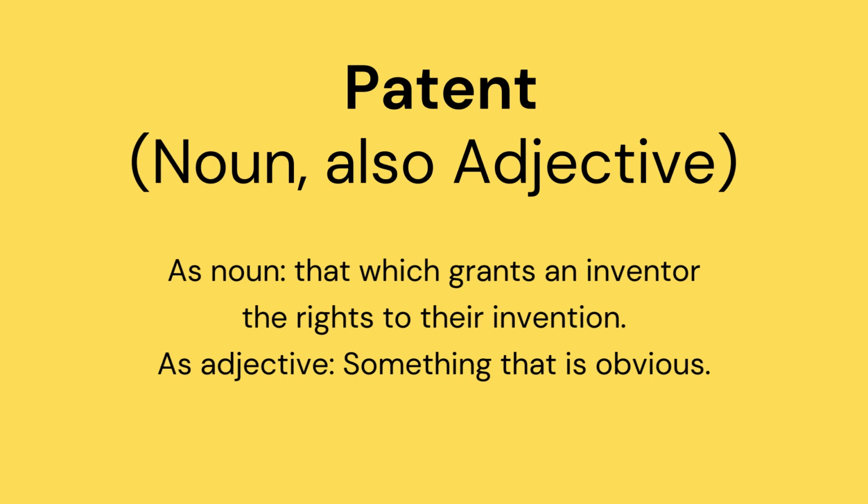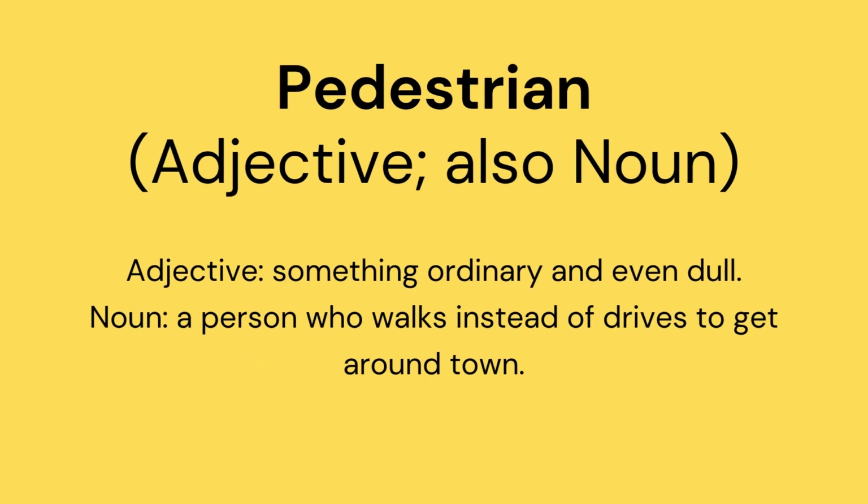Patent is a noun and also adjective. As a noun, that is something which grants an inventor the rights to their invention. If we use it as an adjective, it refers to something that is obvious. Pedestrian is an adjective, can also be used as a noun. As an adjective, pedestrian is something ordinary and even dull. As a noun, a pedestrian is a person who walks instead of drives to get around town.